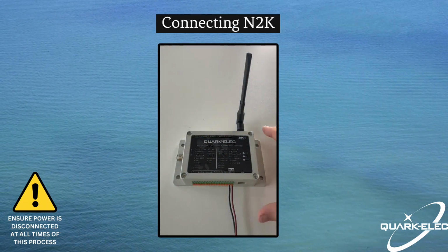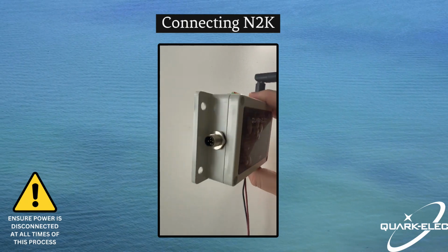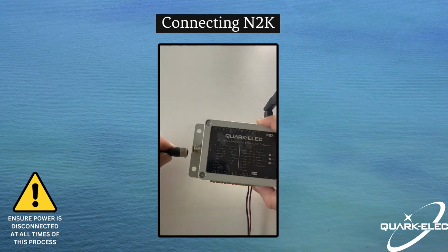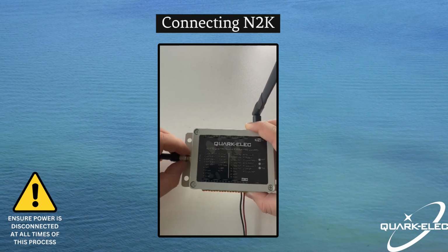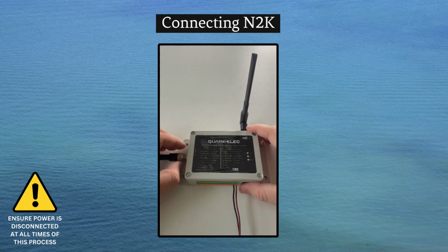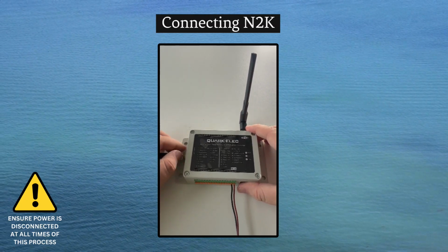Next up, we'll be connecting the NTK drop cable. As with all NTK devices, it is as simple as connecting the female end of the drop cable to the male connection on the device. Ensure the tab is aligned correctly and the locking system is securely tightened.